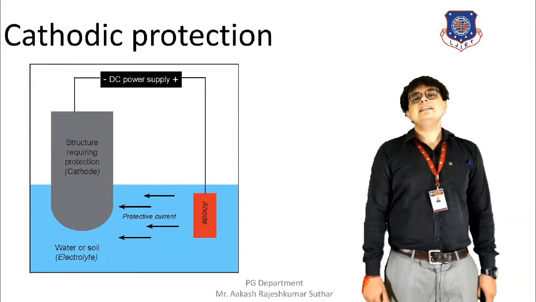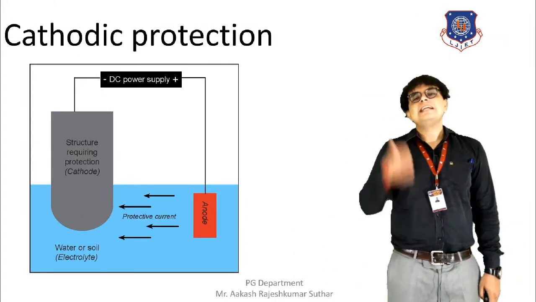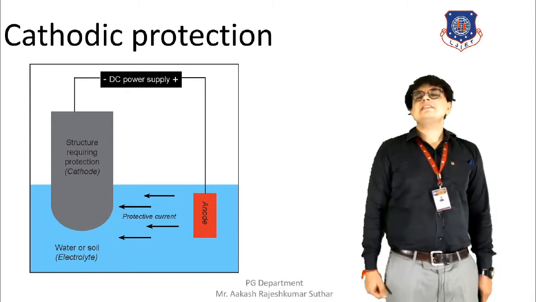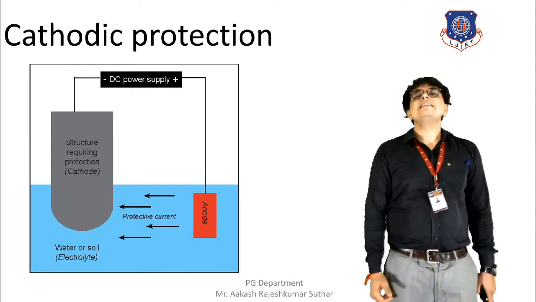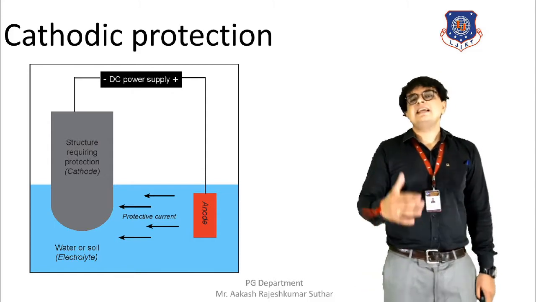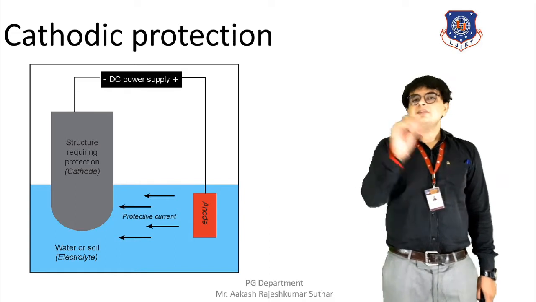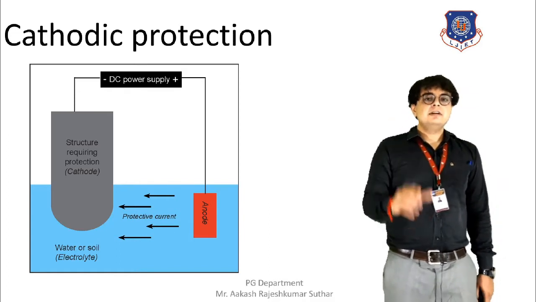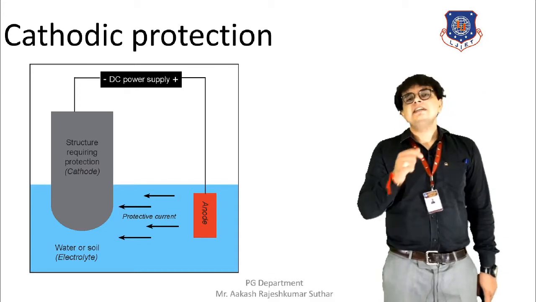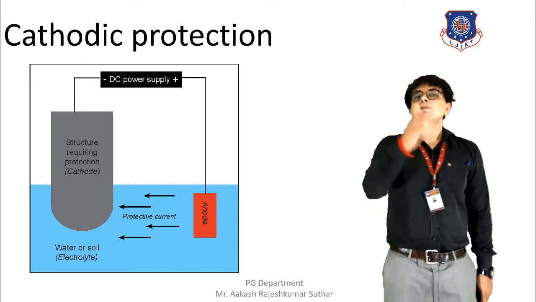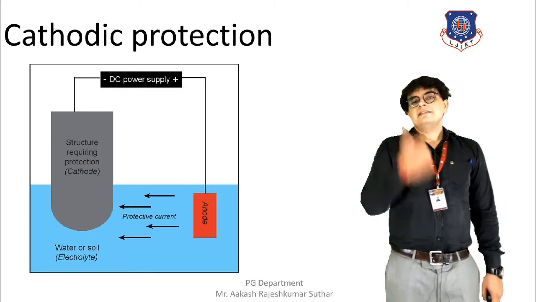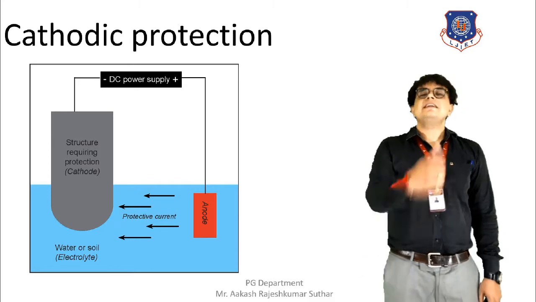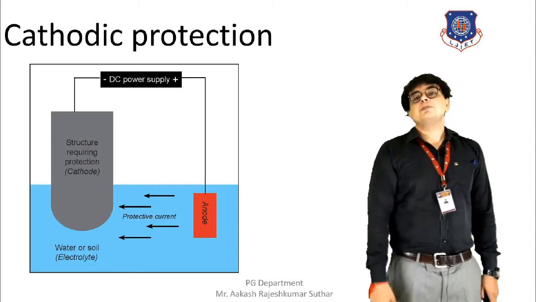For the first method, you can see the figure below behind me. That is the cathodic protection method. The name itself suggests that we are protecting the cathode. We all know that in a galvanic cell, there is one anode and one cathode. So in this process, we are creating a condition in such a way that the cathode will be protected and the anode will be the sacrificing member. So we are sacrificing the anode and we are protecting the cathode.